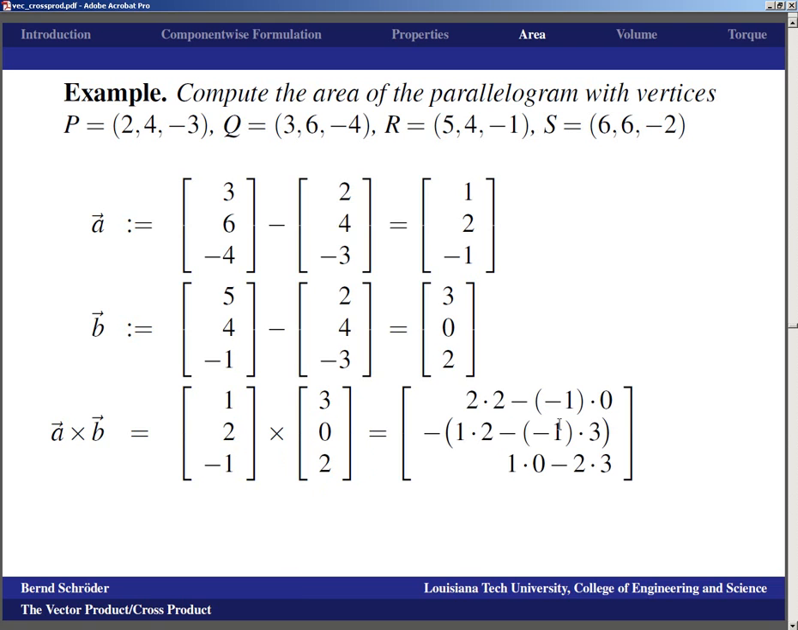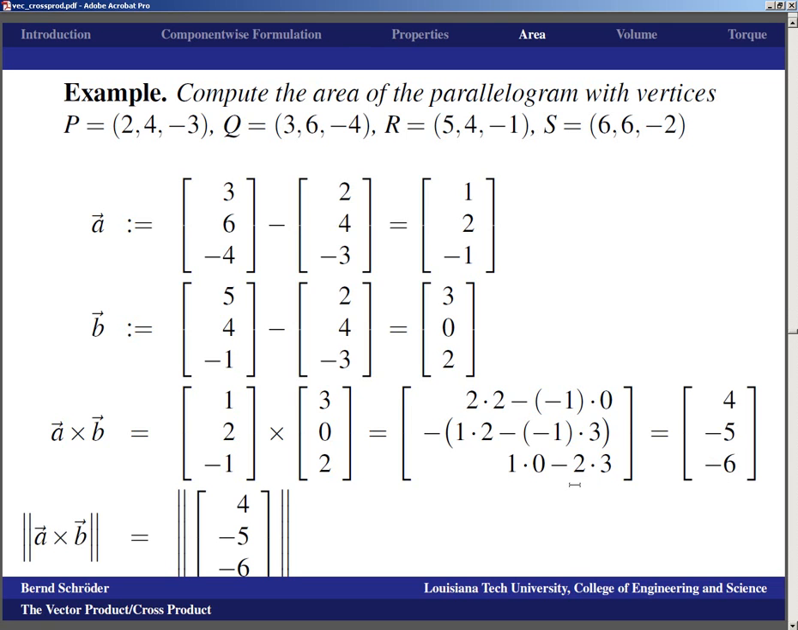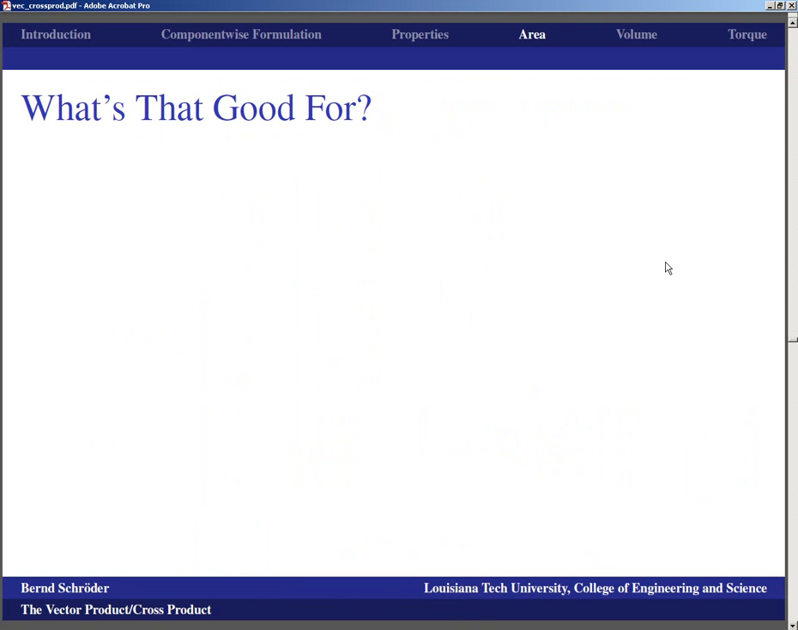And that ends up being (4, -5, -6). And the magnitude of that would be the square root of 4 squared, 16, plus 5 squared, 25, plus 6 squared, 36, because the negative signs, of course, go away when you square things. 16 plus 25 is 41, plus 36 is 77. So the magnitude is the square root of 77, and that is the area of that parallelogram.